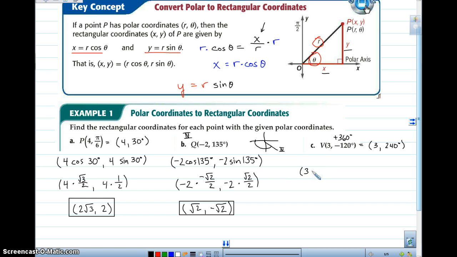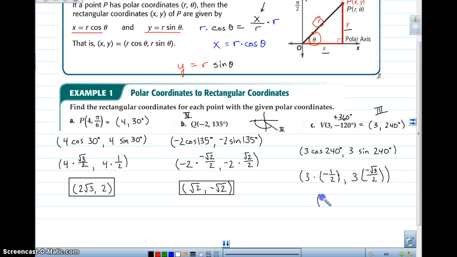I'm going to do 3 times the cosine of 240, which, by the way, 240 is in the third quadrant, so that's what we'll check when we get to the end. And then 3 times the sine of 240. The cosine of 240 is equal to negative 1/2. So this is 3 times negative 1/2. And for my other coordinate, the sine of 240 is negative square root of 3 over 2. Okay, some basic simplification. This is negative 3/2, and this is negative 3 square roots of 3 over 2. And both of my coordinates should be negative since I'm supposed to be in the third quadrant.